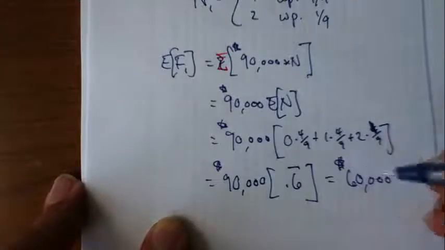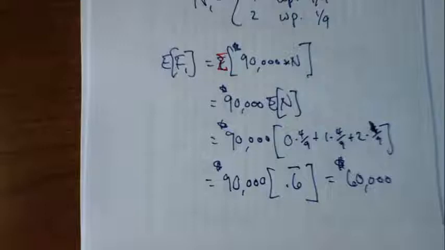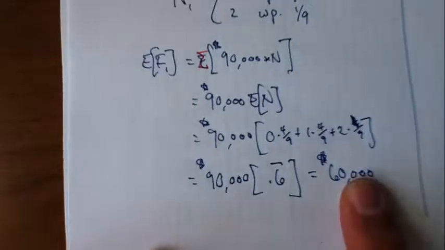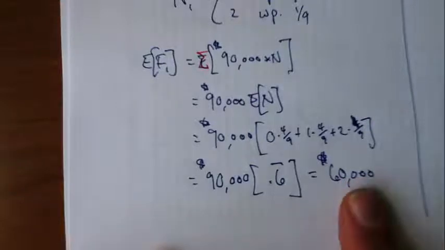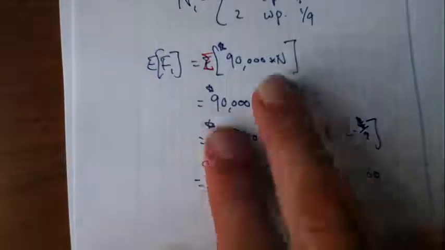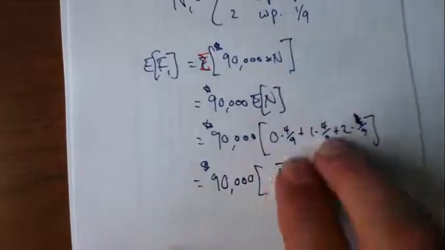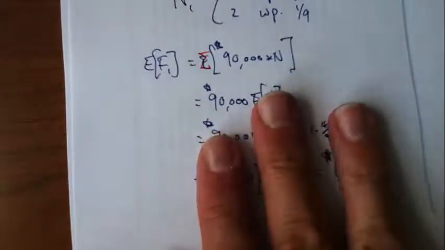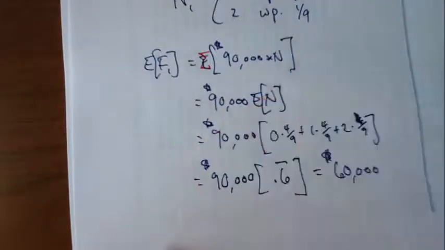This makes some sense if you think about it. You've got 3 firms, and they're going to split a total of $180,000, two contracts worth $90,000 apiece. A third of $180,000 is 60,000 dollars.